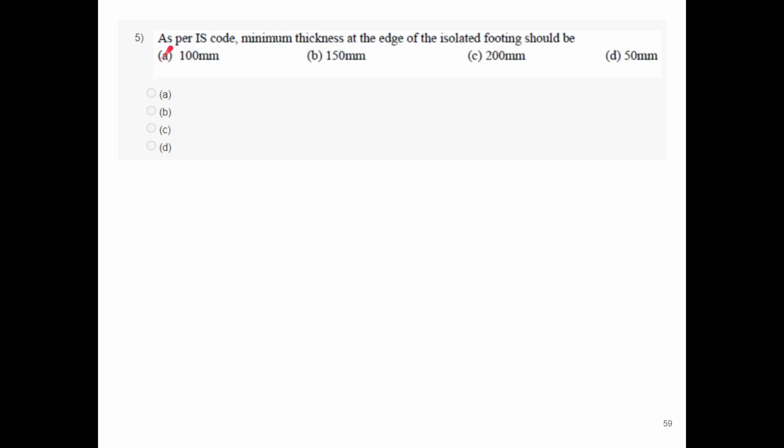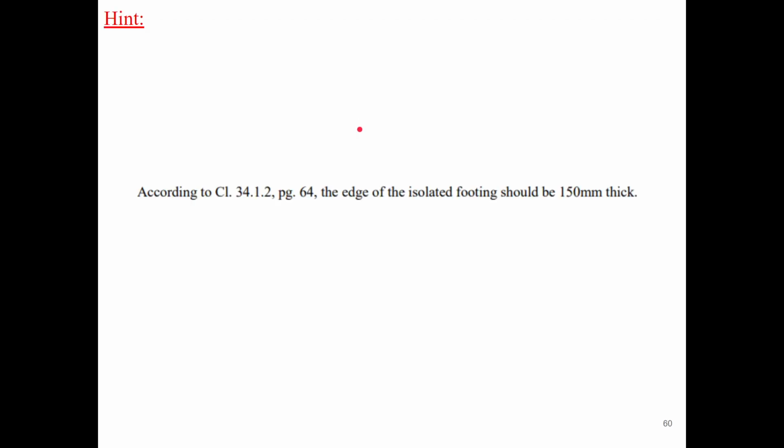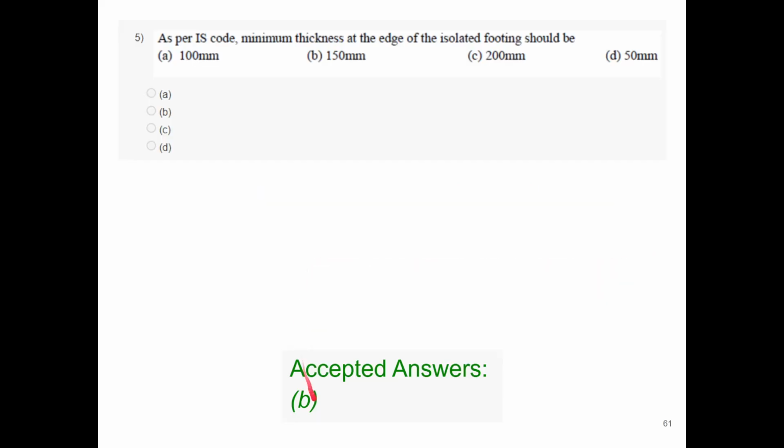Fifth question, as per IS code, minimum thickness at the edge of the isolated footing should be A, 100 millimeter, B, 150 millimeter, C, 200 millimeter, D, 50 millimeter. A, B, C, D. As we just discussed, the minimum thickness at the edge of the isolated footing should be 150 millimeter. So B will be the correct option. That is as per clause 34.1.2, page 64. According to it, the edge of the isolated footing should be 150 millimeter thick. So B, 150 mm, is the correct option.